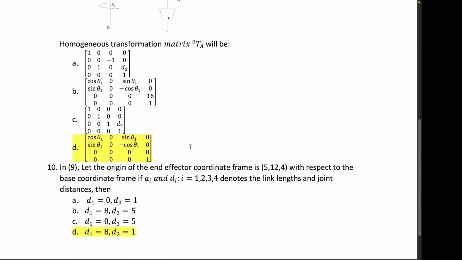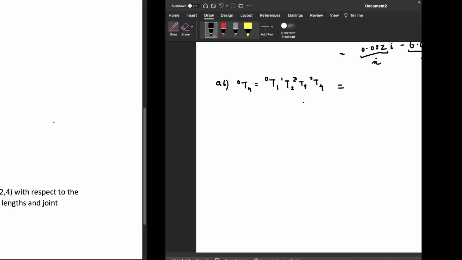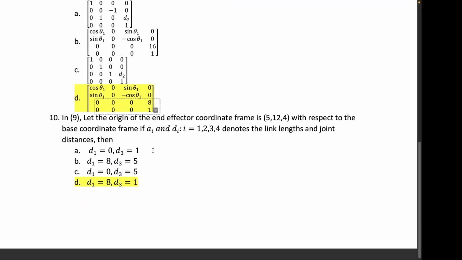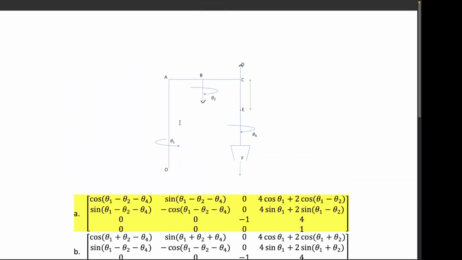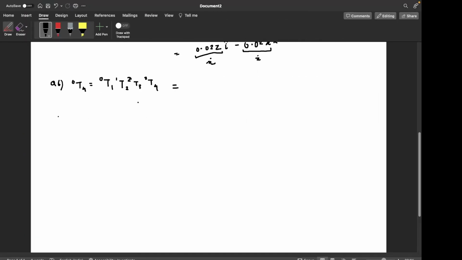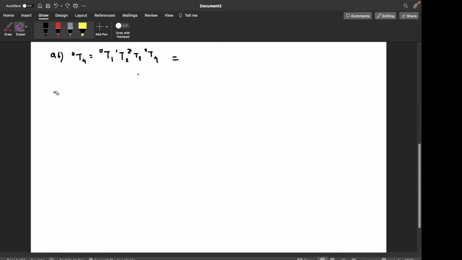Generally, the other two questions are also based on DH parameters itself. So let's revise DH parameters once.